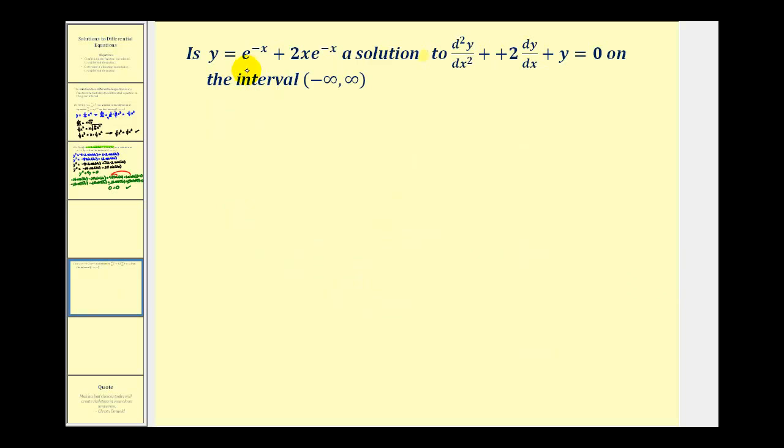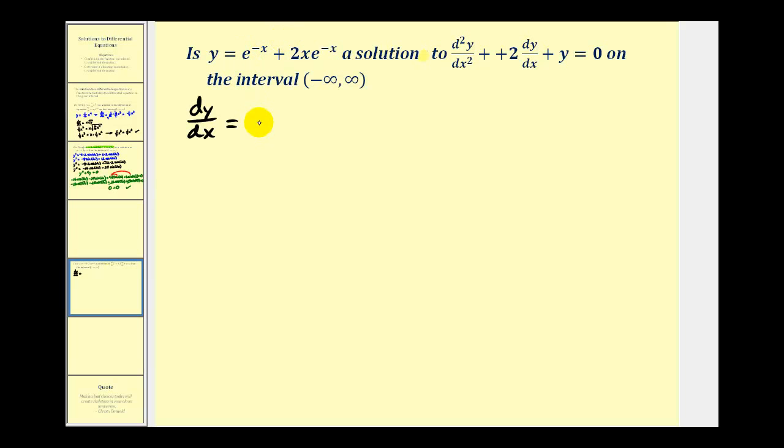Is y equals e to the negative x plus 2x e to the negative x a solution to this given differential equation? Notice how we'll have to find the first derivative here and the second derivative here. So we'll first find dy/dx. The derivative of e to the negative x will require the chain rule. This is going to be e to the negative x times the derivative of negative x.